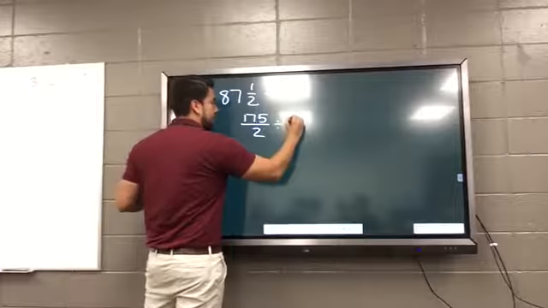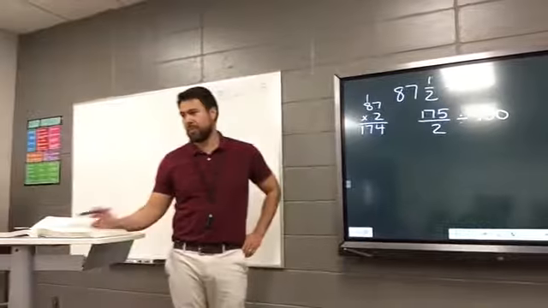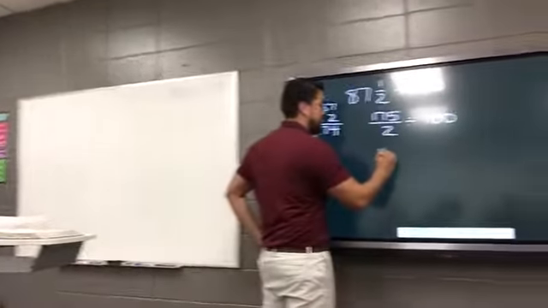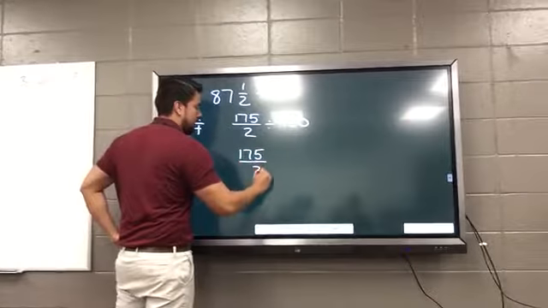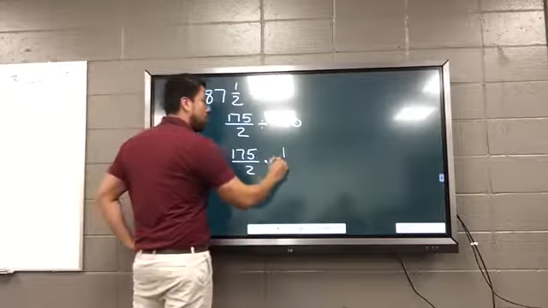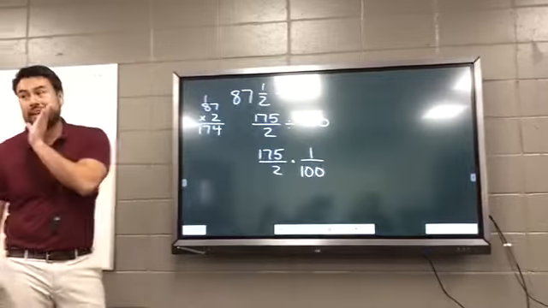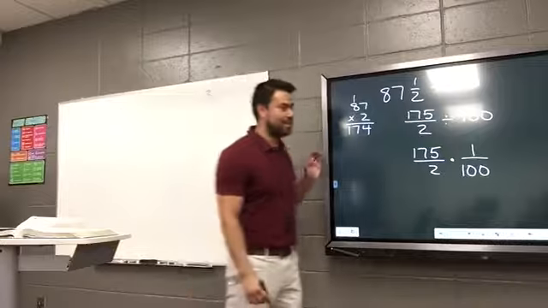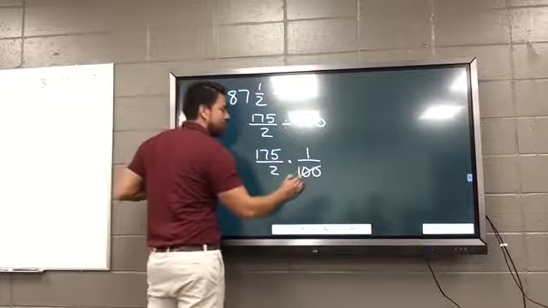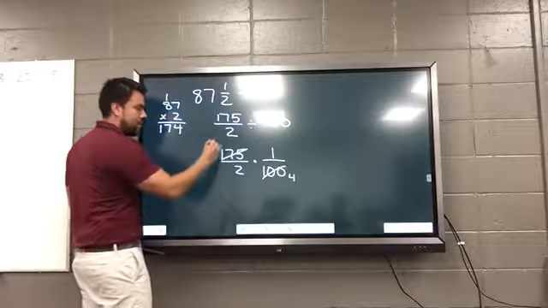Still divided by 100. All I did is change it to improper. Can I do stay, change, flip? I certainly can. Stay, change. What's the flip of 100? 1 over 100. Can you cancel anything? What goes into both of these? 25 goes into that?